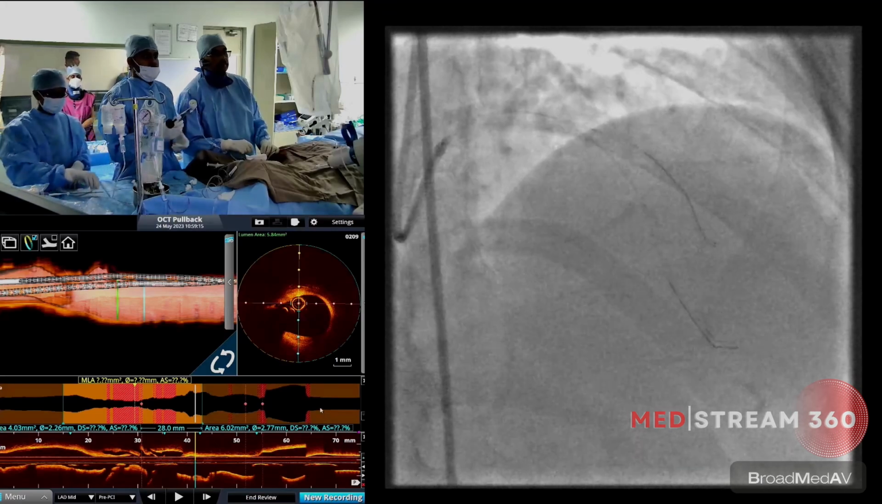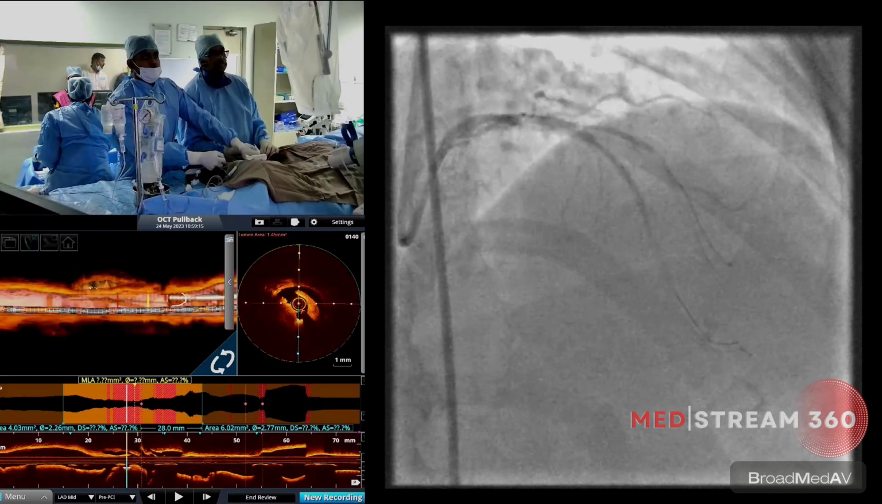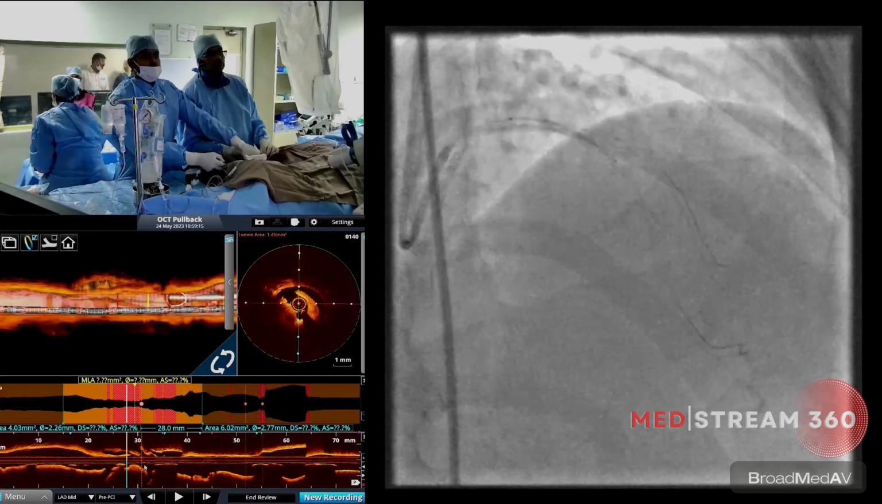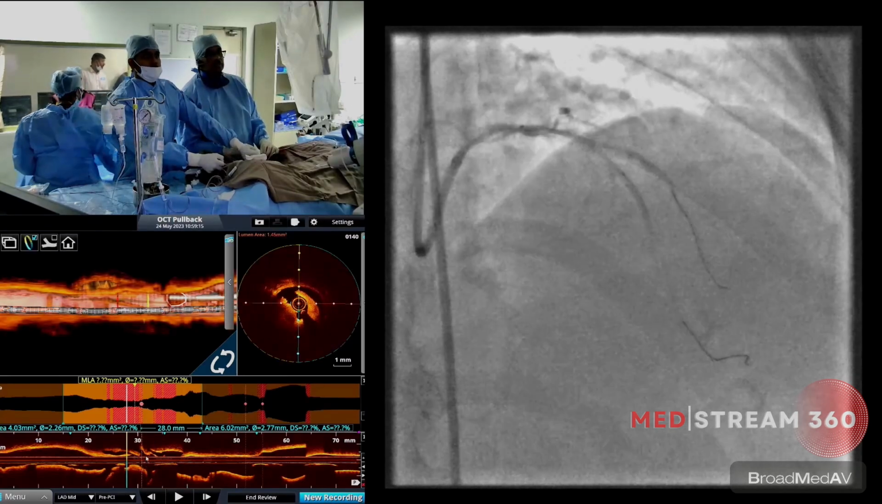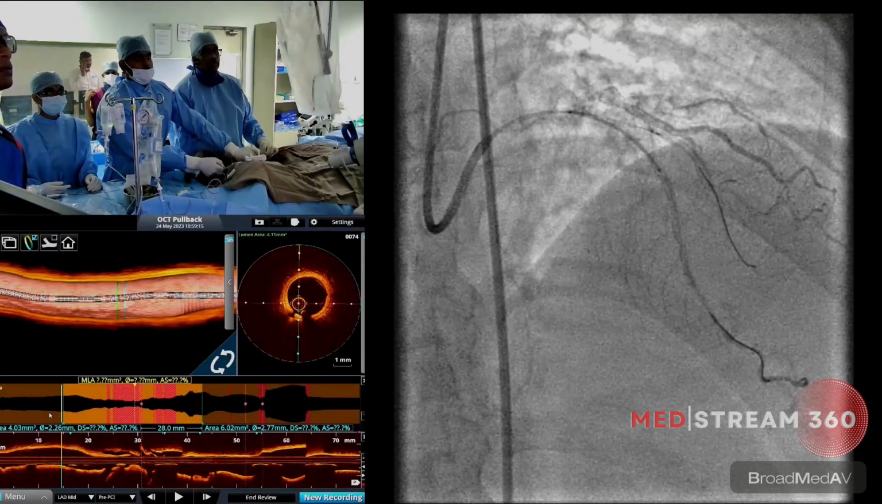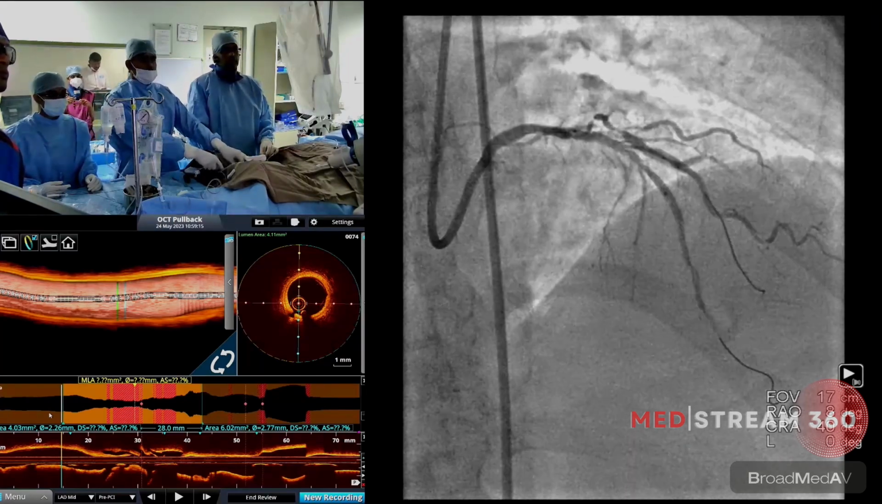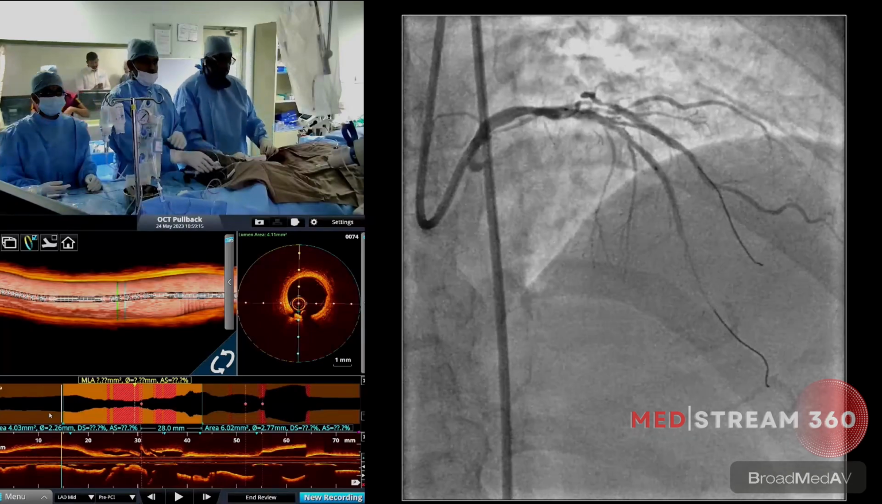So as per the length, we are using a 2.5 by 28. Small check, please. And we will do a POT with a 3 millimeter balloon. Small check, please. Okay, that seems to be all right, I think. Yeah. What do you think? We'll check once again in RAO caudal. RAO caudal, please.